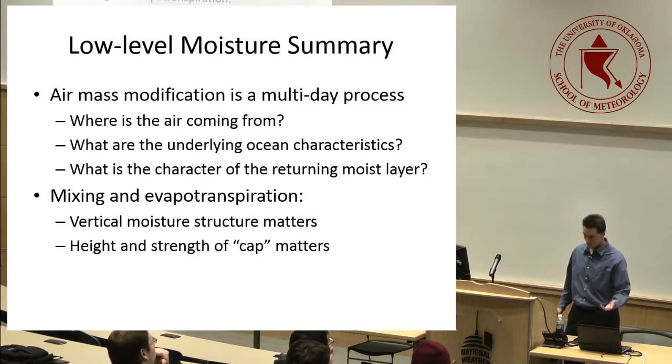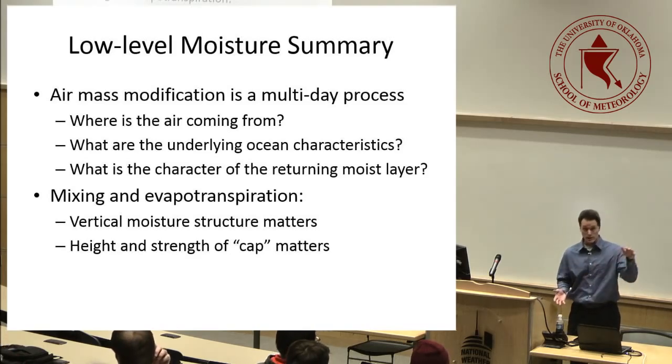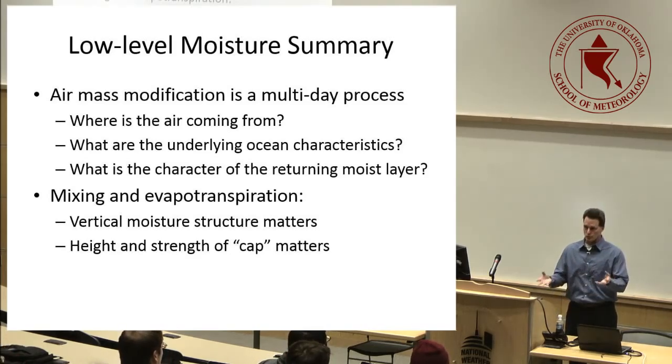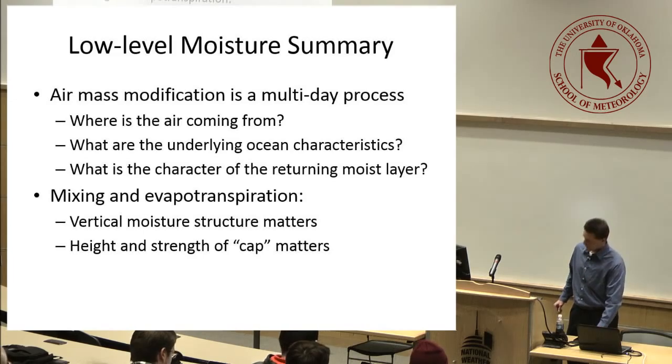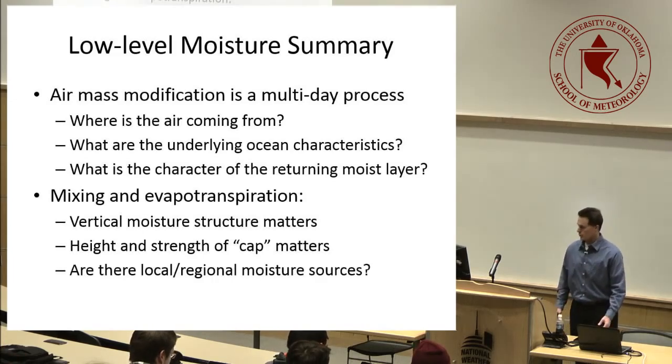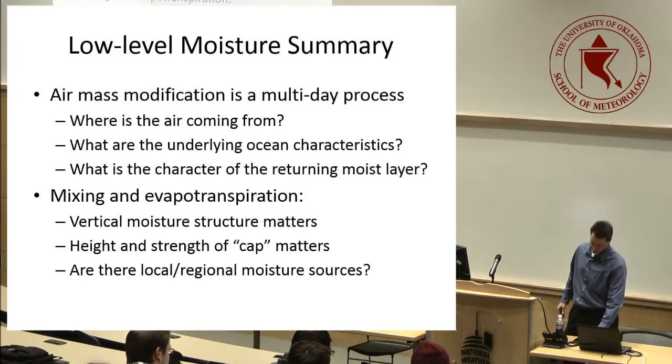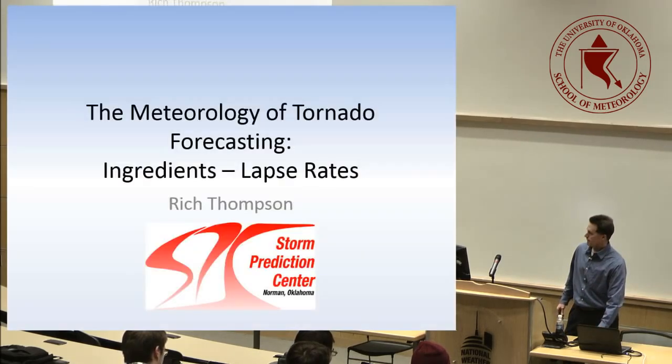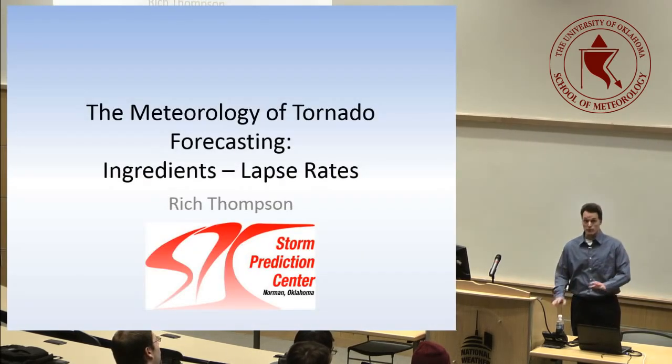You have to consider the structure of the temperature. Or if we get deep mixing, that's not going to allow the moisture to accumulate in the boundary layer. And so there has to be some sort of cap. And then, of course, what do the regional and local moisture sources look like that could either help or hurt, as we've shown. All right, so that's what I have for the first part.